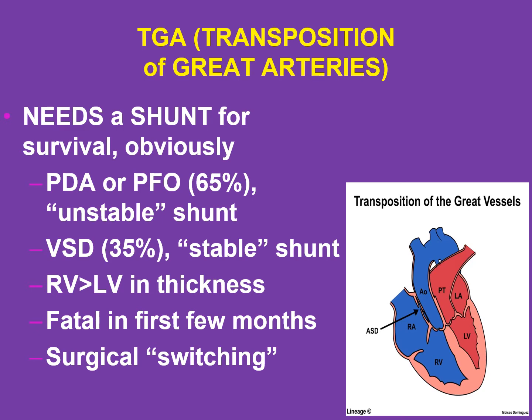So obviously here with the TGA, there's a switching. The pulmonary artery arises in the left ventricle, while the aorta is from the right ventricle. So it is basically fatal in the first few months. So it's important that a surgical switching intervention should be done.